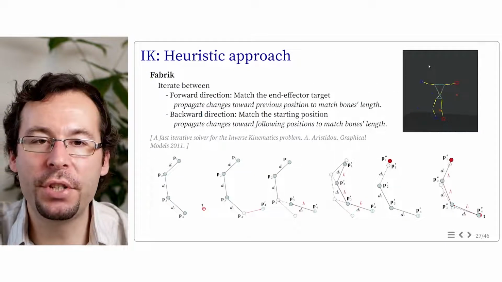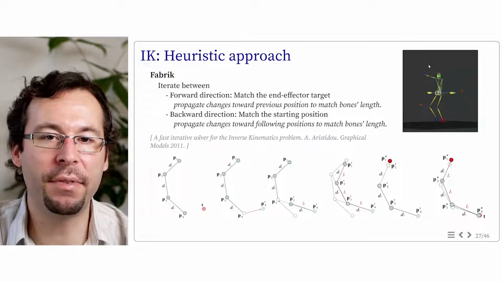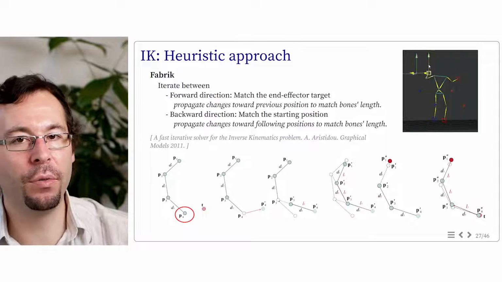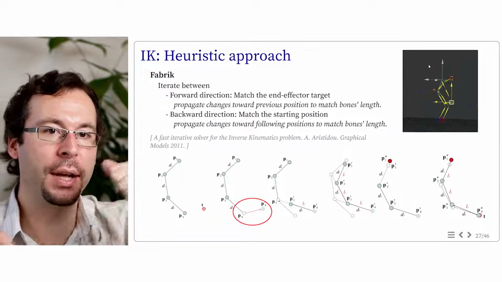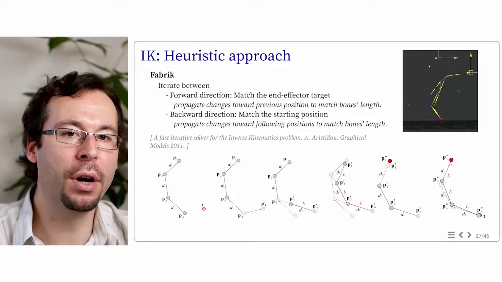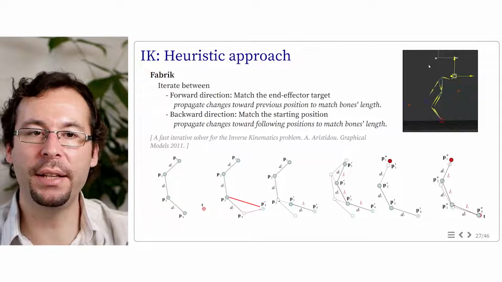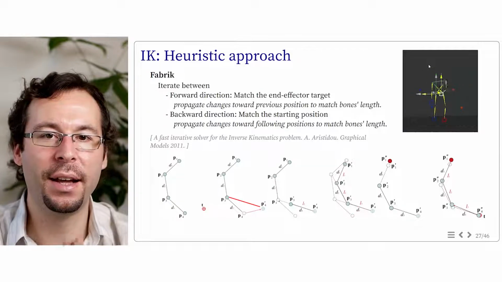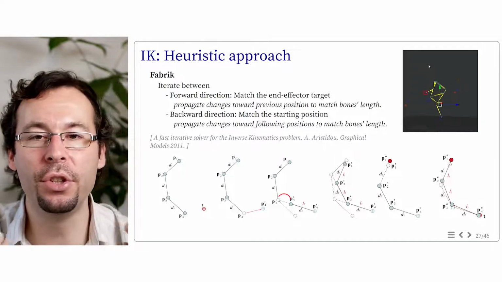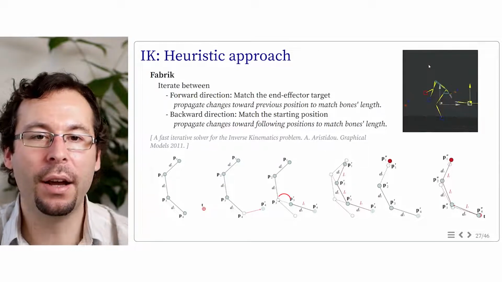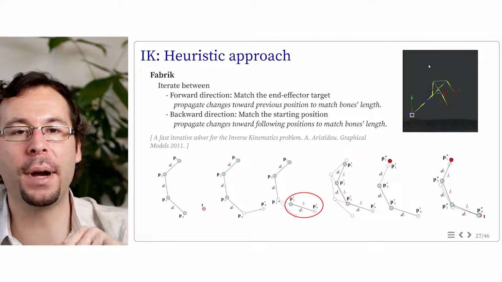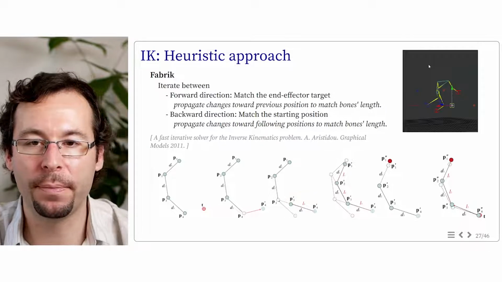Another heuristic approach is the one called FABRIK. In this case, there are 2 iteration directions. First, we start from the end effector. We take the last position P4 and force it to be at the target position T. In moving P4, we have changed the bone 3 in direction but also in length. As the bones have constant length, we bring back P3 into a new position P3 prime along this new bone direction, but such that the distance P4 prime P3 prime is the original one, D3.